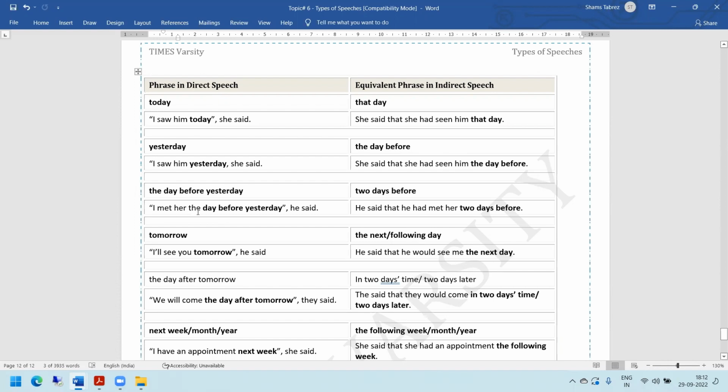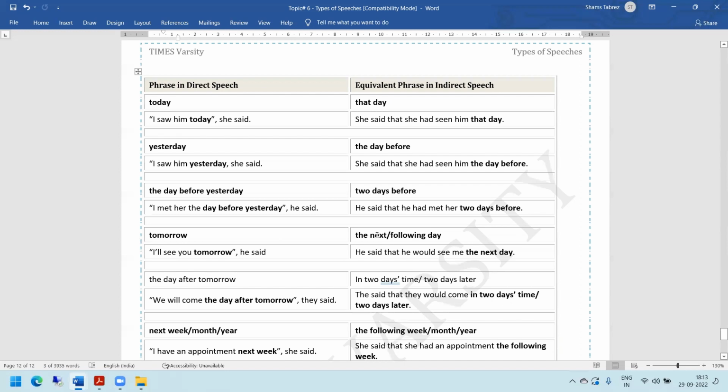The day before yesterday changes to two days before. I met her the day before yesterday, he said. He said that he had met her two days before. Tomorrow changes to next or the following day. I will see you tomorrow, he said. He said that he would see me the next day.